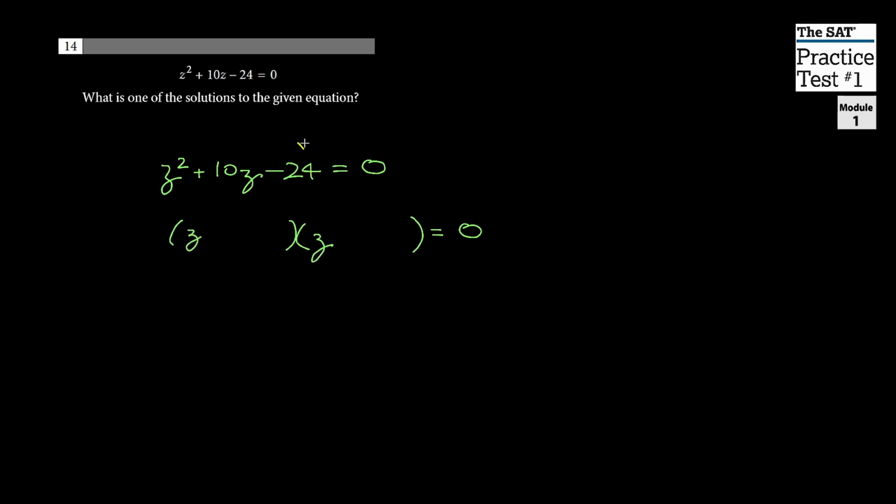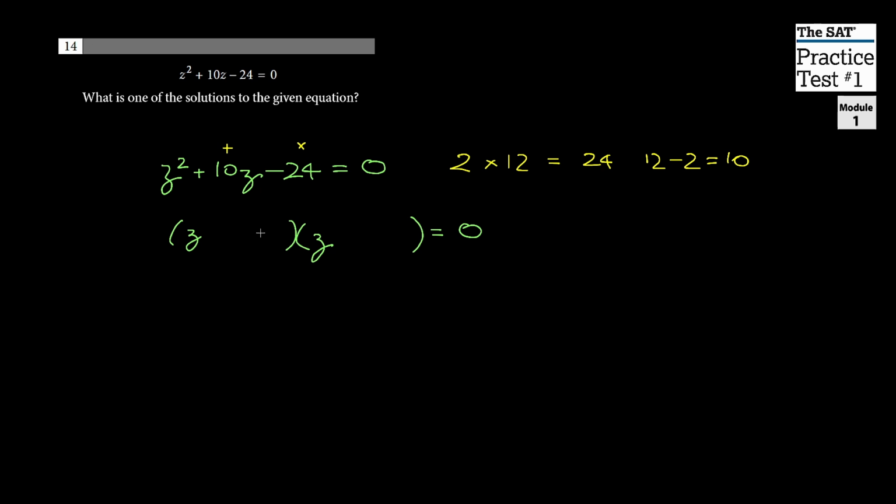So I need two numbers that multiply to 24 and add or subtract to 10. And hopefully you can see those two numbers must be 2 and 12, because when you multiply them together, I get 24, and 12 minus 2 is equal to 10. So all we've now got to do is arrange the signs.